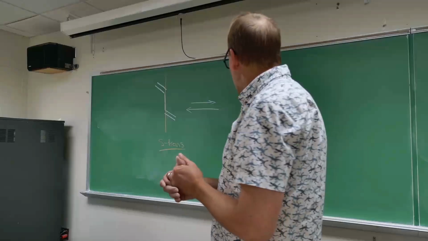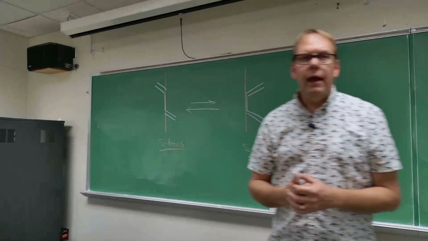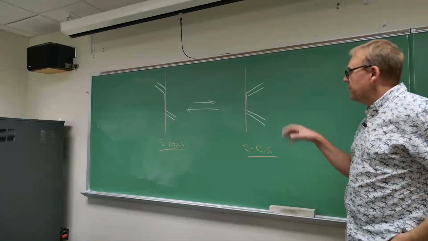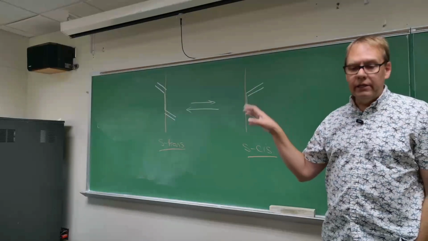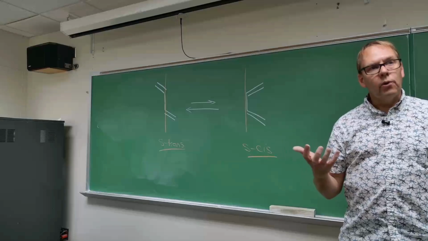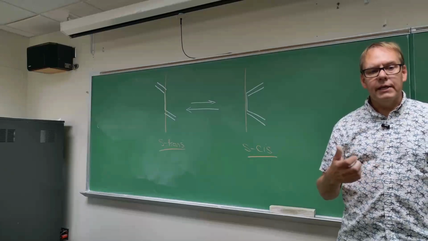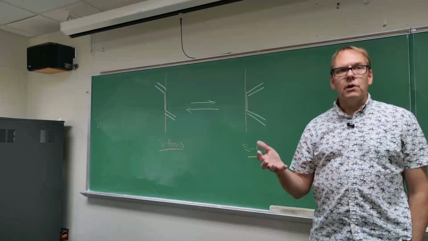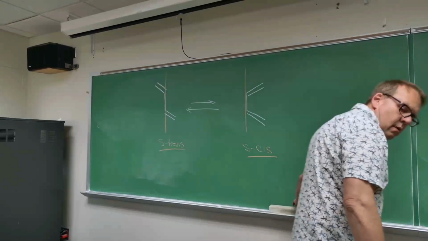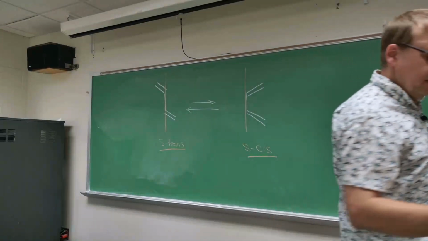All right, well, let's talk about what happens when you start putting groups on the ends of the diene, because there's some steric strain consequences that are important, and they're going to be important in understanding some aspects of the Diels-Alder reaction, which is where we're headed next. So let's talk about those.